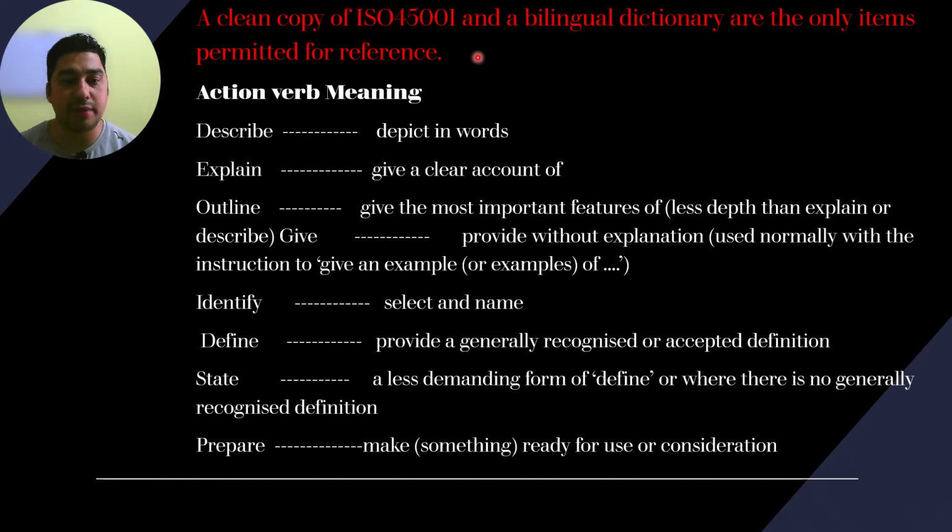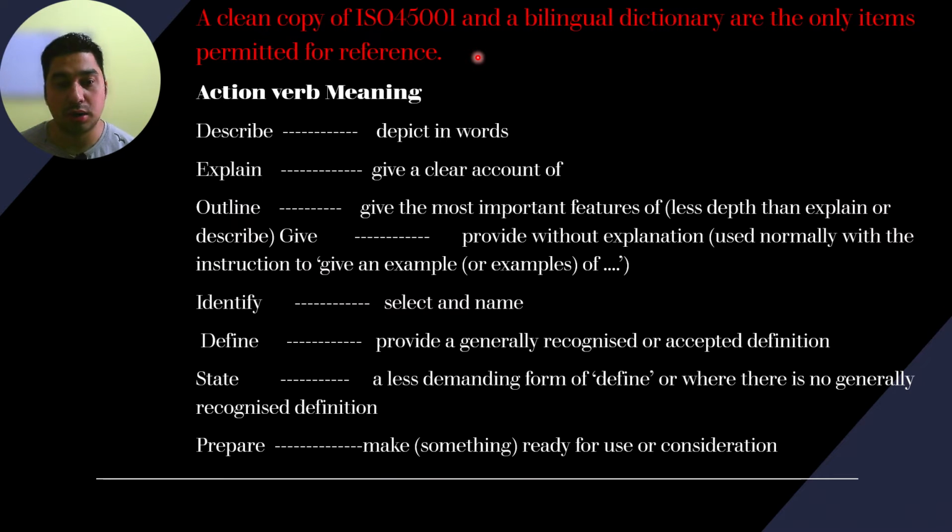So let's understand the meaning of those action verbs. Okay, the first we have describe. If the word describe is there in any question, you have to depict in words. Okay, in words you have to write down. Explain means you have to give a clear account of that particular thing that the examiner is asking about. After that, outline: give the most important features, of less depth than explain.